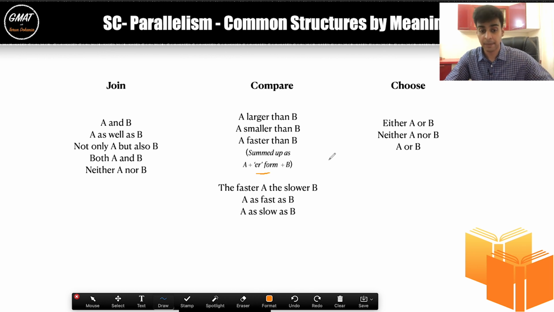We will be discussing this in a completely separate video because it's common. You're more likely, at least every second person, will get a question based on the ER form plus than. So we want to make sure that we understand this and how it is applied perfectly, right?